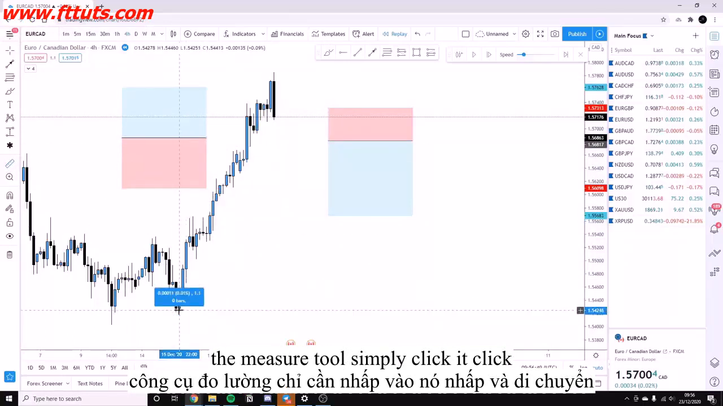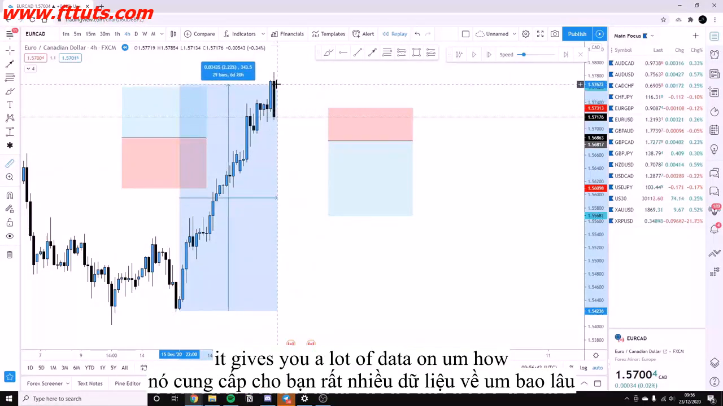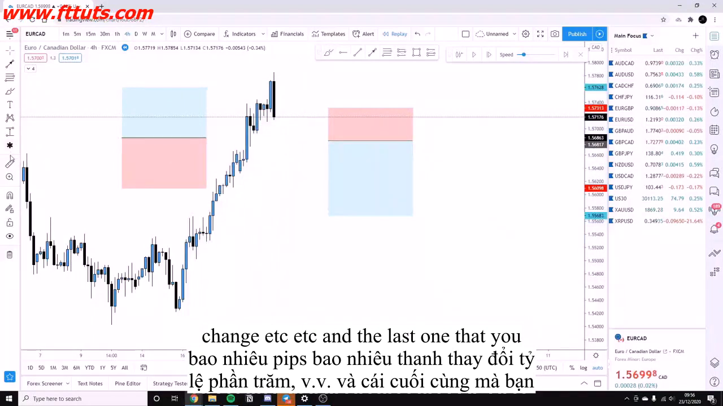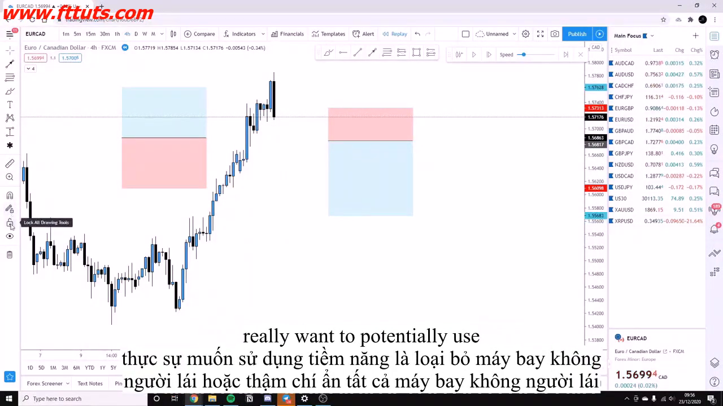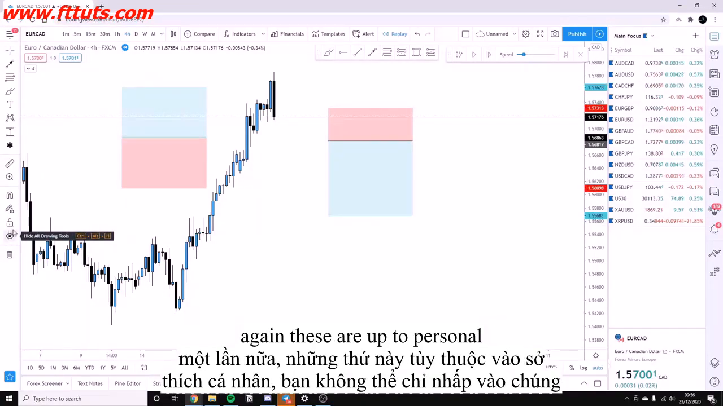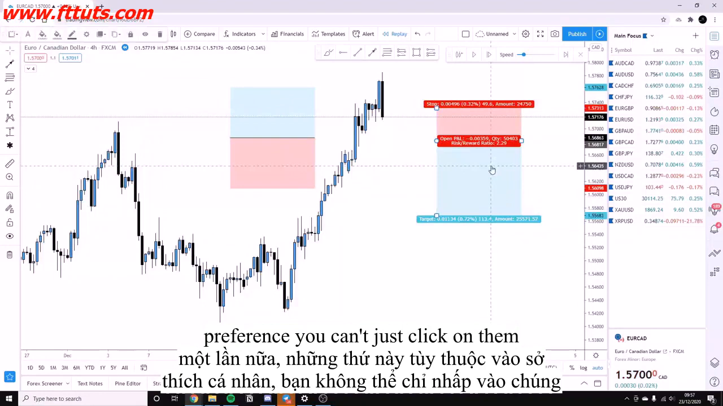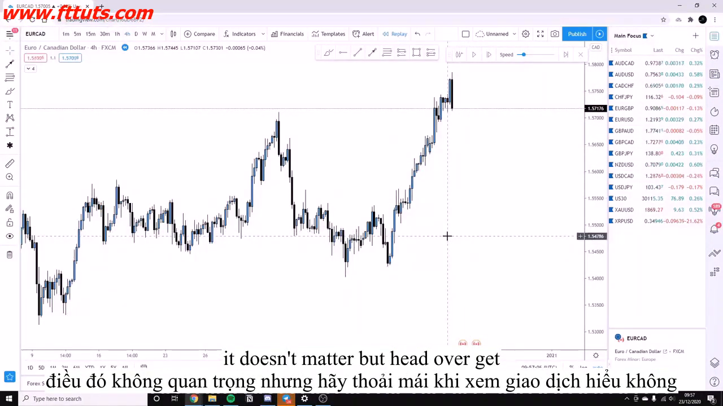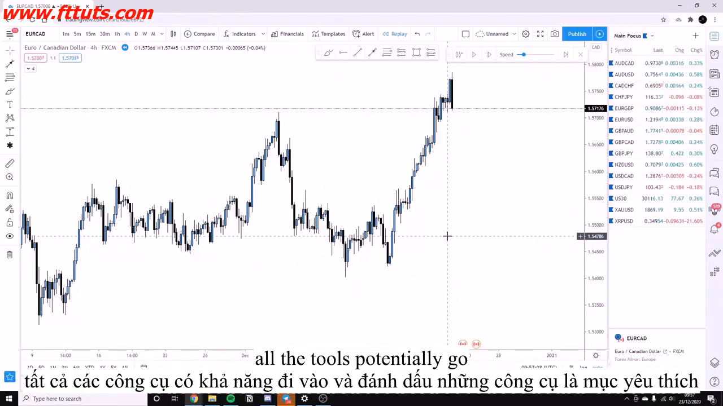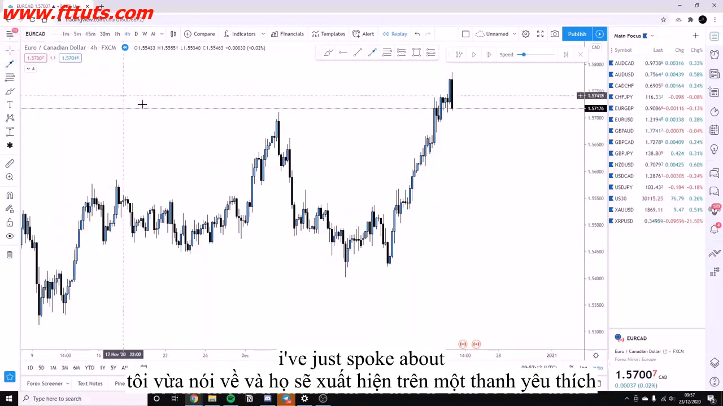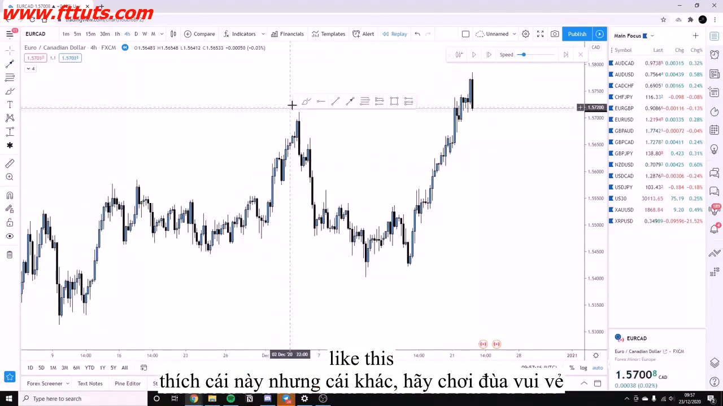The measure tool, simply click it, click and move. It gives you a lot of data on how long, how many pips, how many bars, percentage change, etc, etc. And the last one that you really want to potentially use is remove drawings, or even hide all drawings. Again, these are up to personal preference. You can just click on them, click delete, or you can right click them and hit remove. It doesn't matter, but head over, get comfortable on TradingView, understand all the tools, potentially go in and mark the ones as favorites that I've just spoken about, and they'll come up on a favorites bar like this.